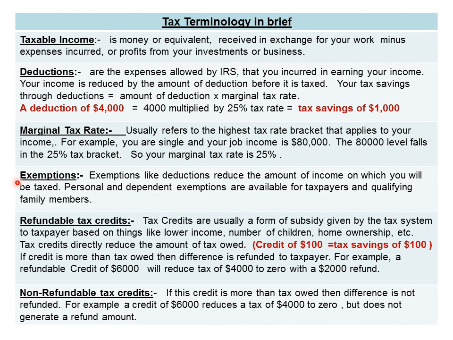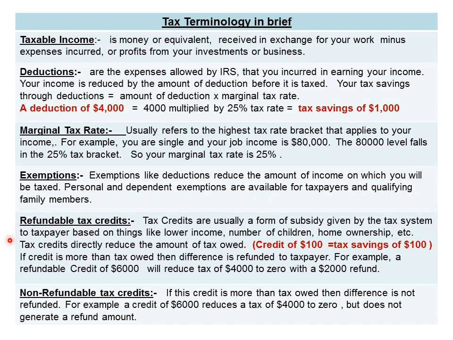Exemptions, like deductions, reduce the amount of income on which you will be taxed. Personal and dependent exemptions are available for taxpayers and qualifying family members. Refundable tax credits. These tax credits are usually a form of subsidy given by the tax system to taxpayers based on things like lower income, number of children, home ownership, etc.